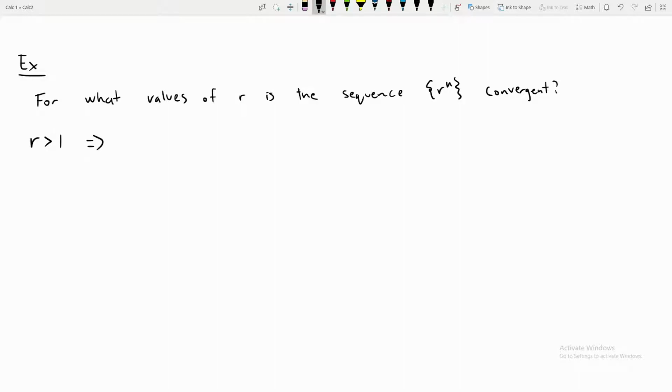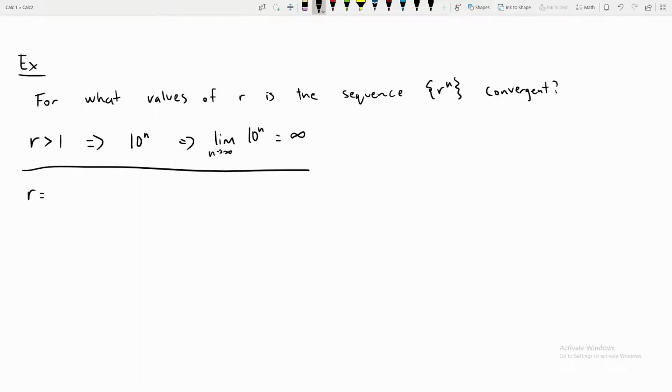Now if we take a sample of anything greater than 1, let's take 10. The nth term is going to look like 10 to the n. And we can see that the limit of, for example, 10 to the n as n approaches infinity is going to be infinitely large, so it's just going to be infinity. Meaning the sequence, if r is greater than 1, is actually not going to be convergent because we're going to get infinity for this limit.